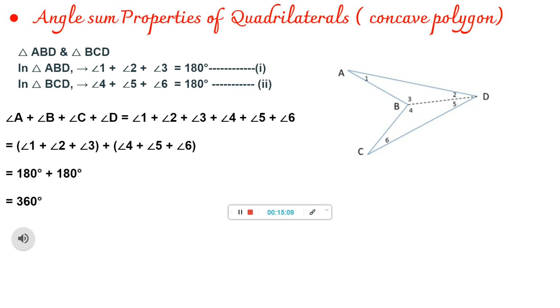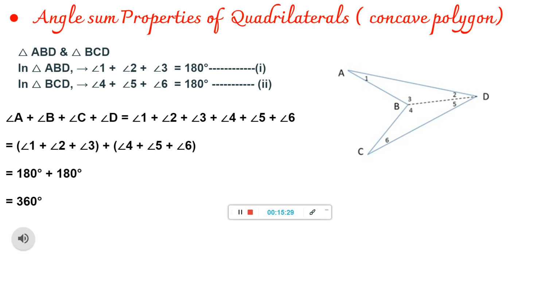Therefore, as we know that the sum of the angles of a triangle is 180 degree, similarly, the sum of the angles in a quadrilateral is equal to 360 degree. But this would mean the internal angles. Okay, only we are considering the internal angles.